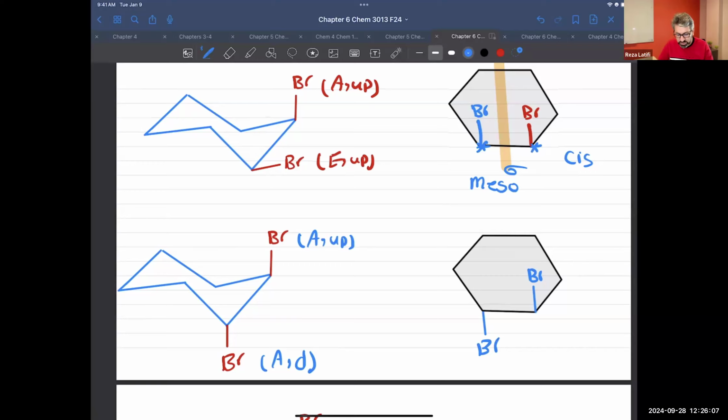Do I have stereo centers? Yes, I have two stereo centers. One is here, and that's the second stereo center. And so this molecule will be chiral. Okay, that molecule is going to be chiral.